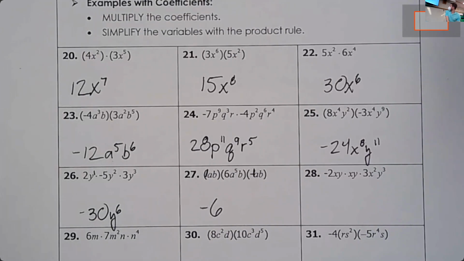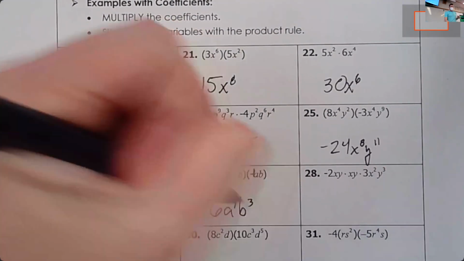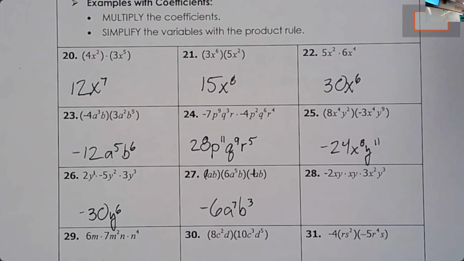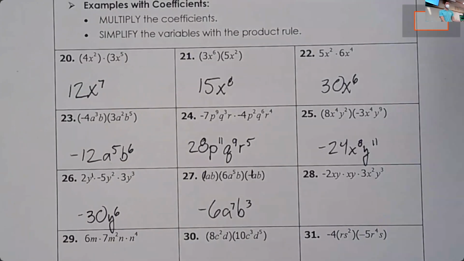A to the 7th and B to the 3rd. Yeah, nice. Awesome. So number 27 is negative 6, A to the 7th, B to the 3rd. So you don't have to put the ones in front of these, but if it helps you to have the ones in front of sets of variables that don't have numbers, it can certainly make things a little bit easier.